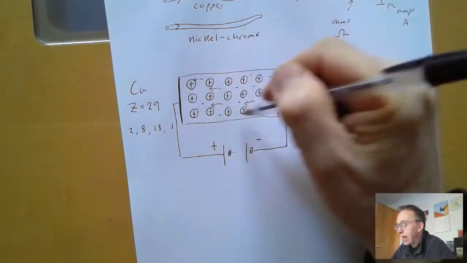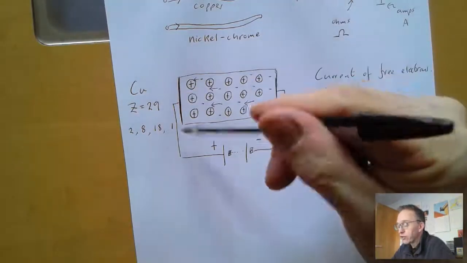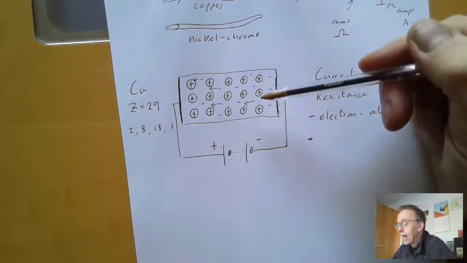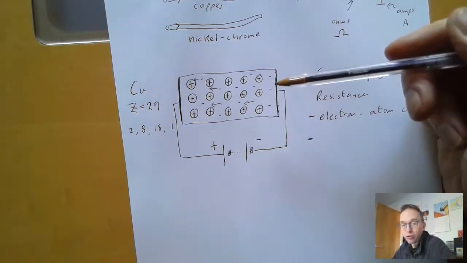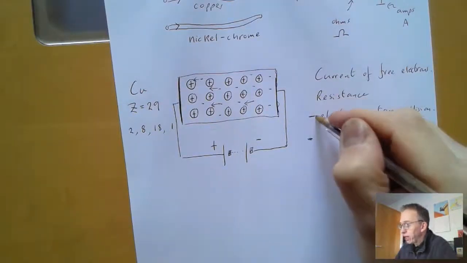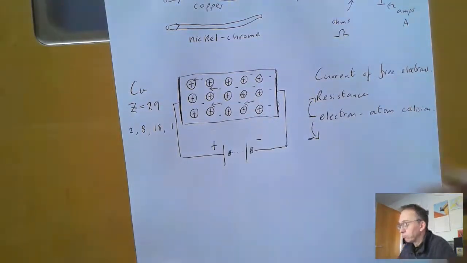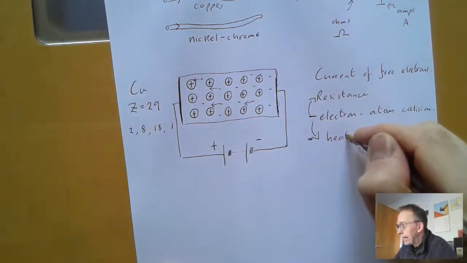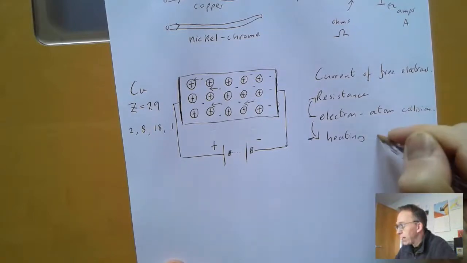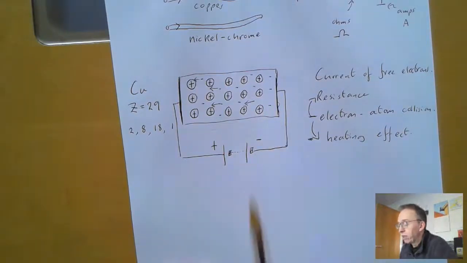And if all the ions in the metal vibrate more vigorously, then we see that on the macroscopic scale, on the large scale, as the metal getting hot. So because of these electron-atom collisions, which give rise to resistance, the metal as a whole gets hot. So we also see a heating effect. And that's why a metal tends to get hot as a current passes through it, because of the collisions of the electrons with the atoms inside the metal.